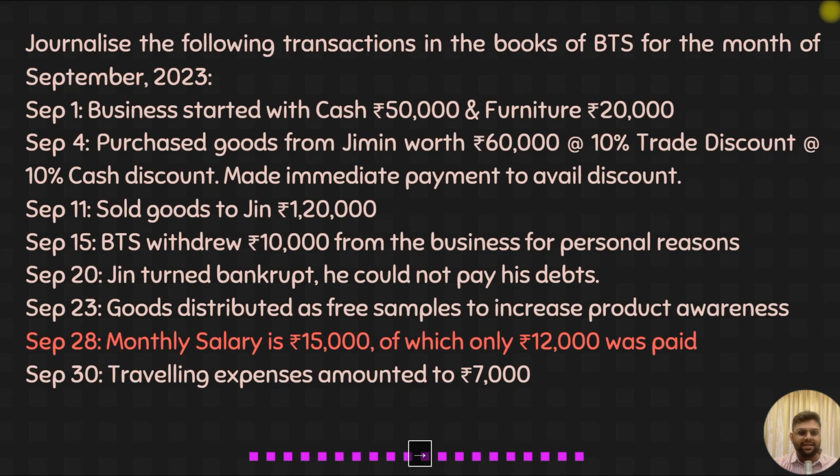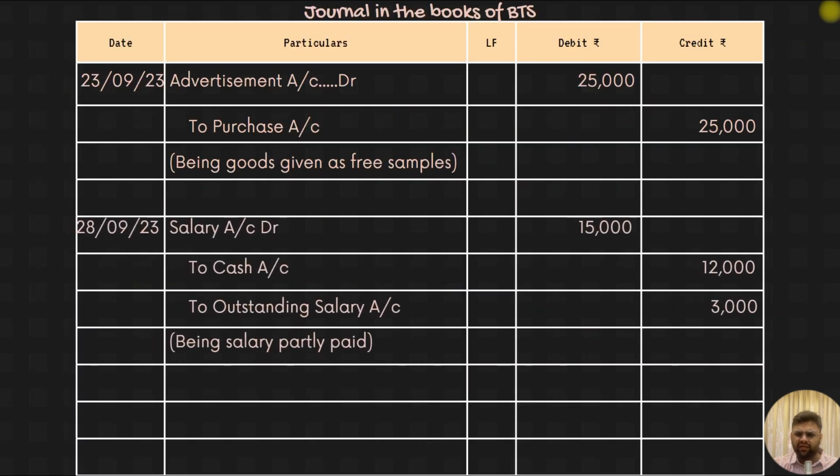Next transaction. September 28. Monthly salary is rupees 15,000, of which only rupees 12,000 was paid. This means that in this transaction we will create 3 accounts: salary account, outstanding salary account and cash account. Let's see the journal entry to understand this better. But this is very confusing. Let's break it down. Salary will be debited because debit all expenses and losses, or expense increase is debit. It will be debited by 15,000 because that was your total expense, out of which you pay only 12,000.